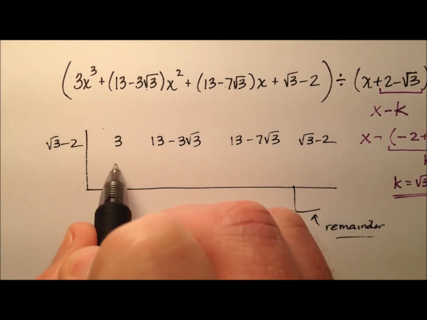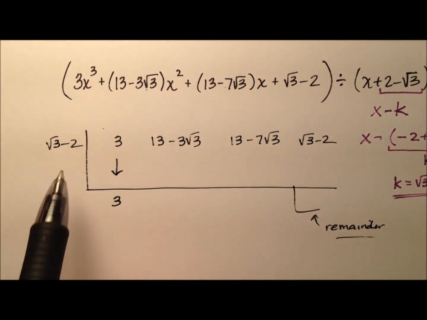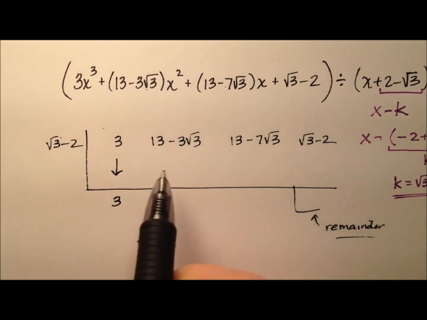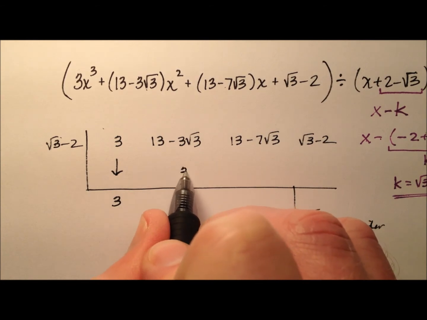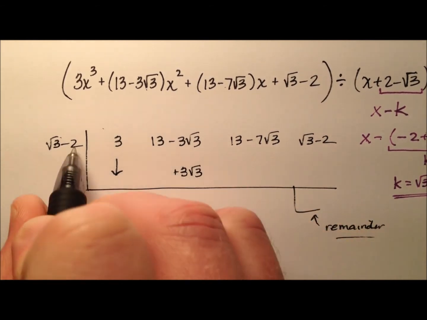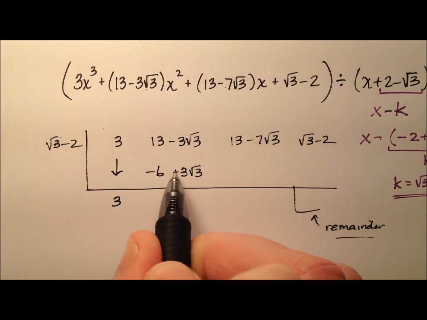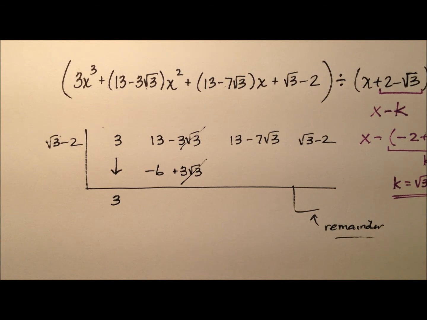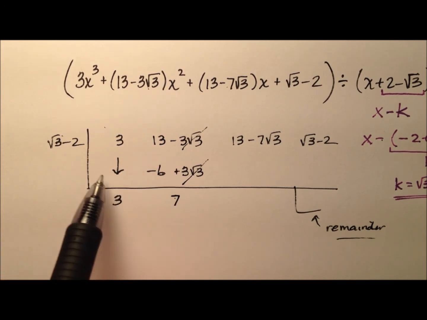So let's go ahead and work this. I'm going to bring down my leading coefficient here, which is 3. And then I'm going to do my series of multiplications and additions on these columns. So this will be 3 times the square root of 3, which is 3 radical 3, and positive, times the negative 2 in the 3 makes a negative 6. So when I add this column, the 3 radical 3 terms cancel, and 13 minus 6 is going to be 7.